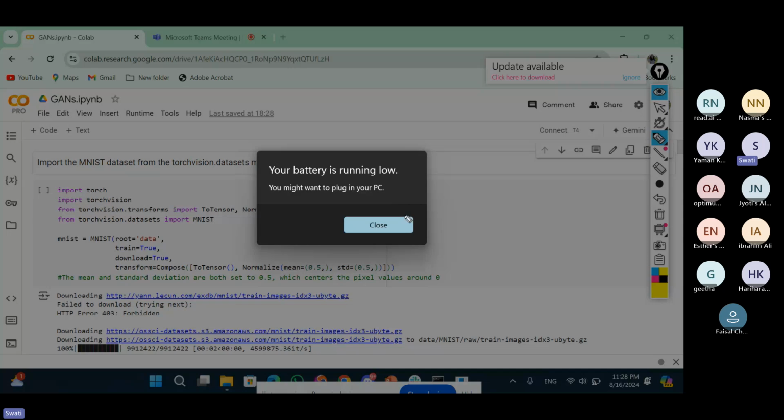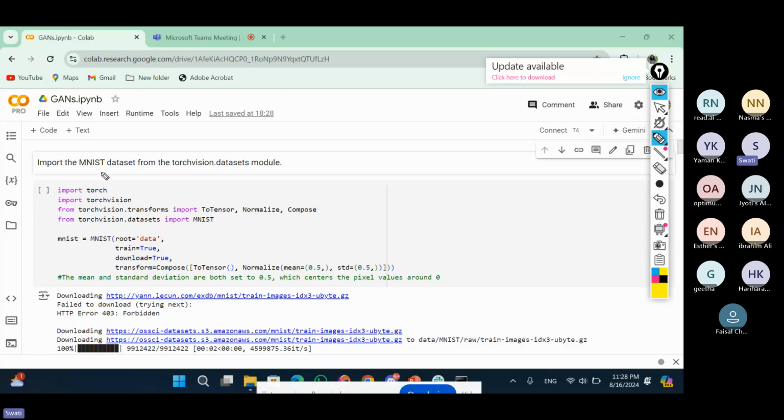As I have said, we will be working with the MNIST dataset, for which I showed you the example. So first we load that data, and we apply some transformations.